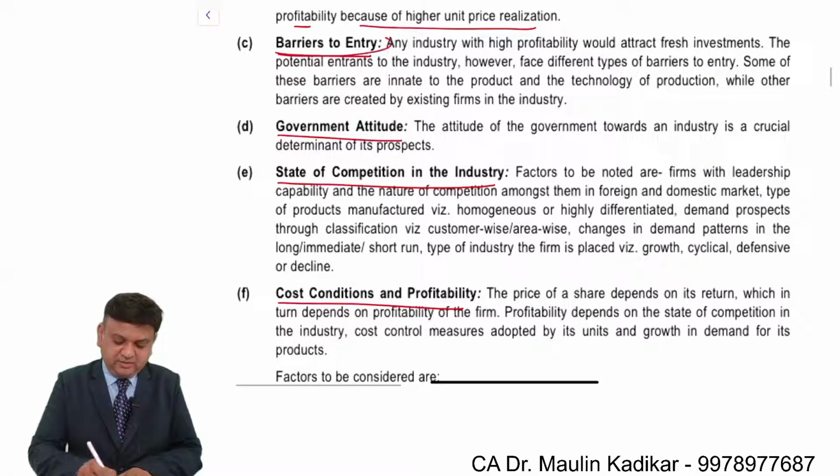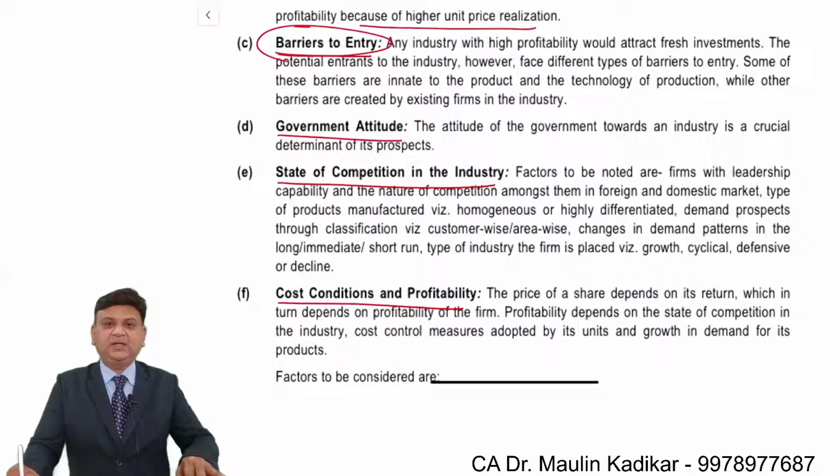Barriers to entry. Barriers to entry means, suppose a company wants to enter into the insurance sector. Is it easy for a company to enter into the insurance sector? The answer is absolutely no. For that, a number of licenses are required and huge capital is required. Only then can you enter that industry. So the requirements you have to meet to enter an industry also make a difference.